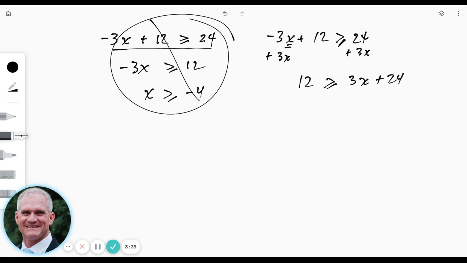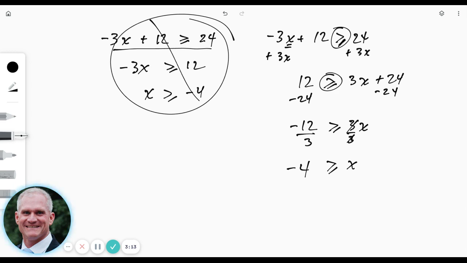Now we can go ahead and finish the way we normally would. We subtract 24 from both sides. And we get negative 12 is greater than or equal to 3x. Divide each side by 3. And we get x on the right side and our negative 4 on the left. But we've preserved the direction of this sign through every step of the way.